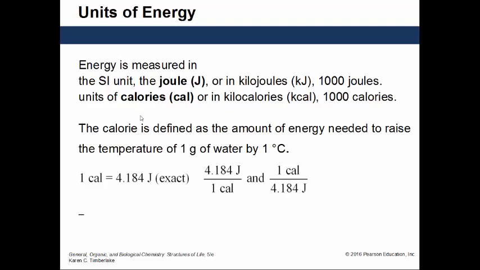Now, the actual definition of a calorie in the formal, technical sense is the amount of energy that's needed to raise the temperature of 1 gram of water by 1 degree Celsius. To compare a calorie to a joule, 1 calorie equals 4.184 joules exactly. And here's a comparison. If you're given one, it can convert to the other. But notice that the c in calorie is lowercase, and that's important. It's something we'll talk about next.